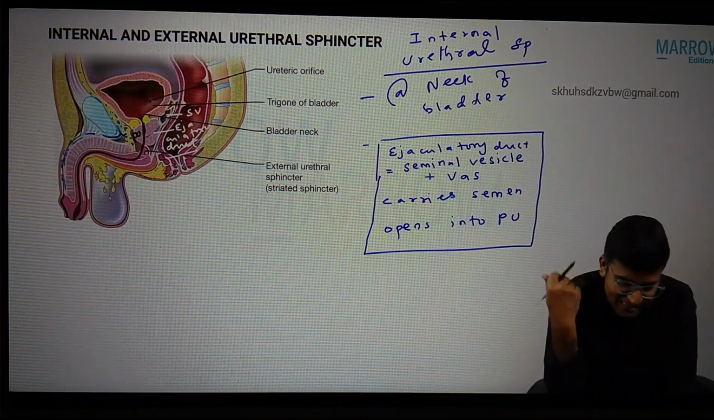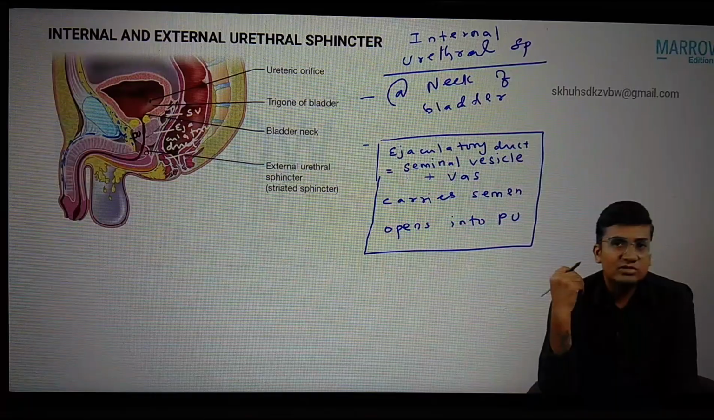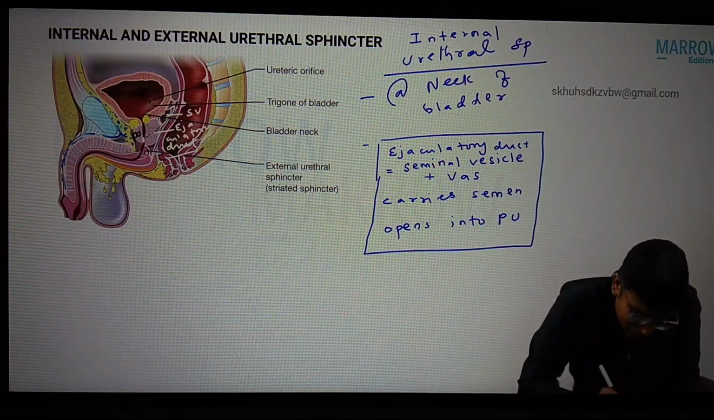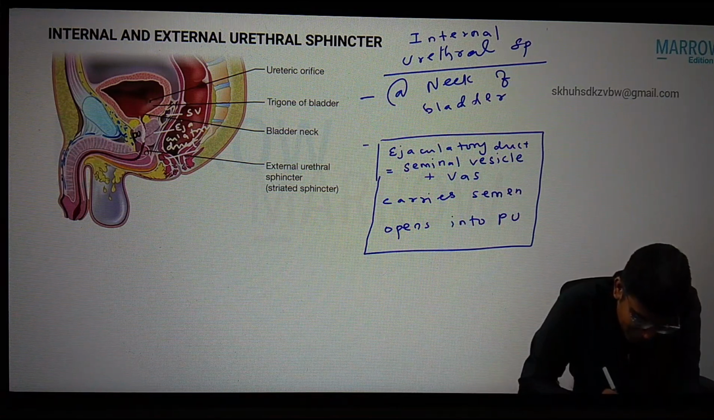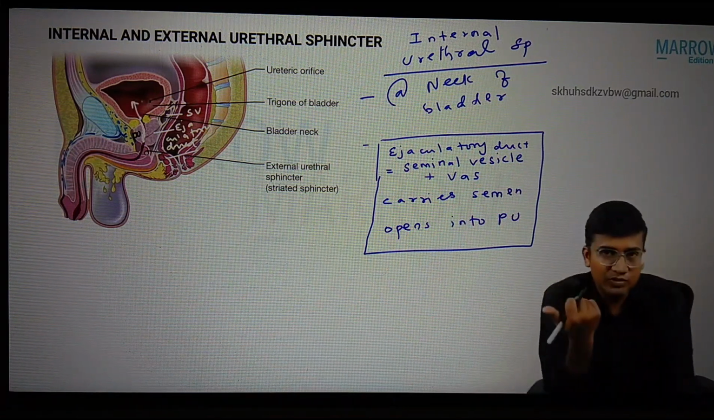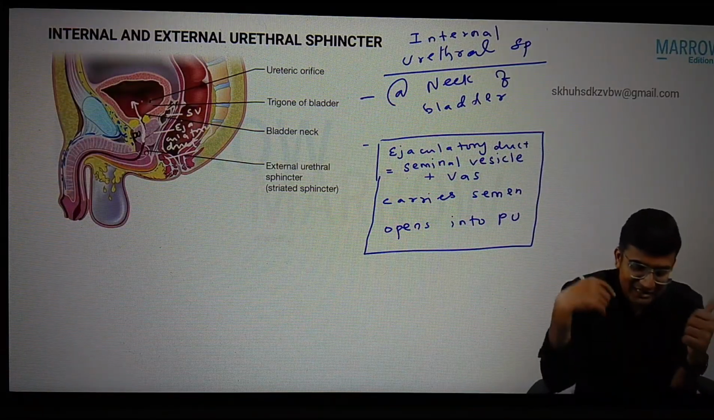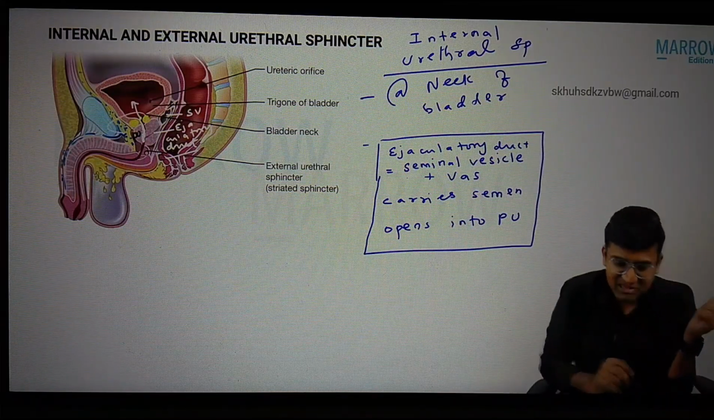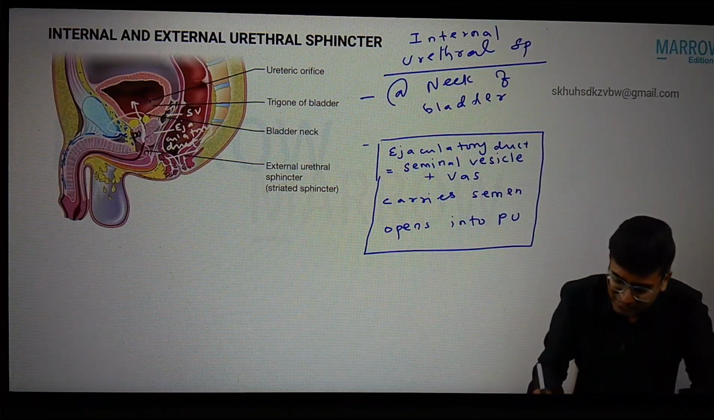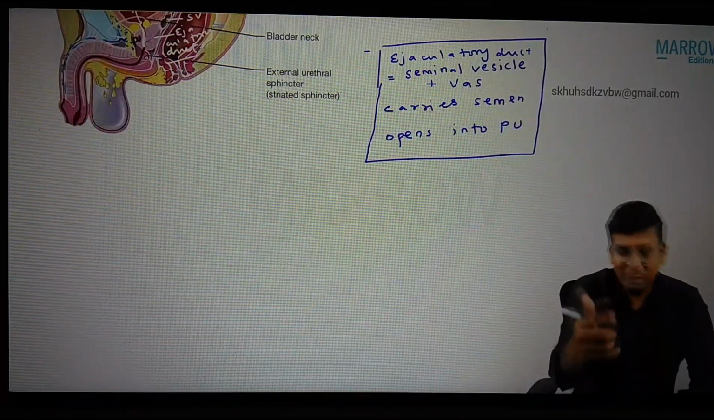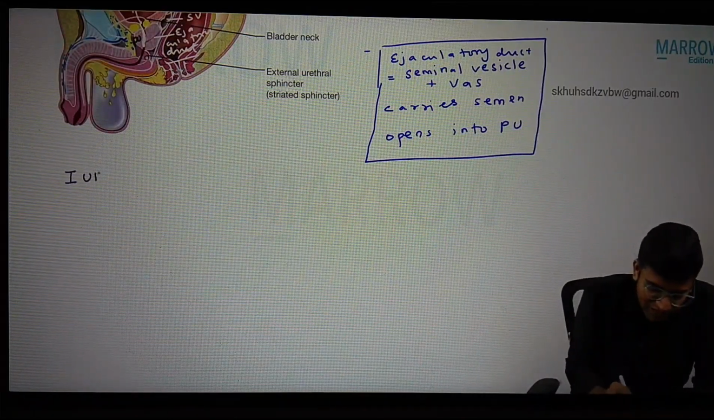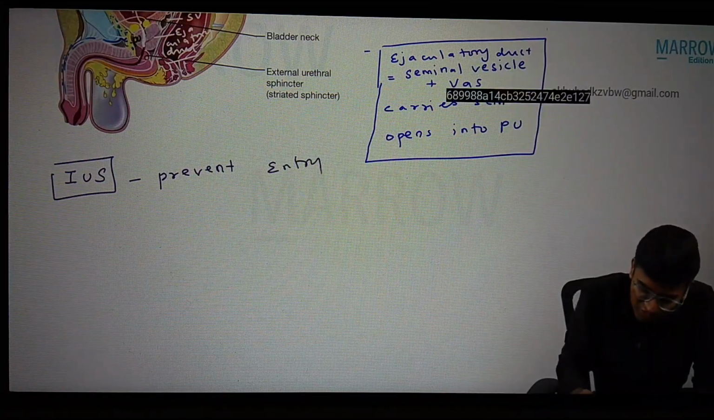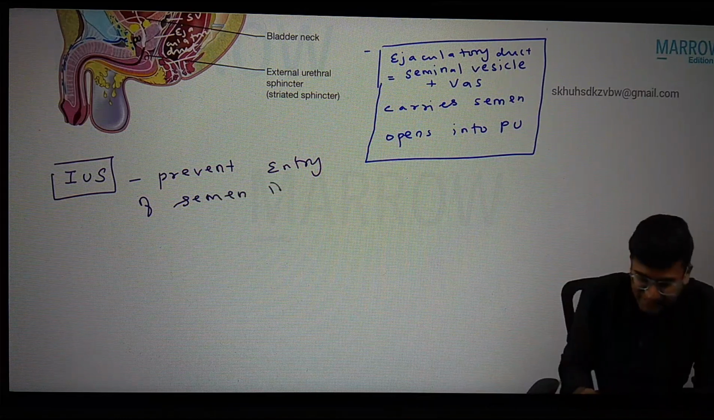Okay. Now semen is given to the prostatic urethra. Now, is there any chance for semen to go into the bladder? No. The entry of semen into the bladder is prevented by one muscle. Which muscle? That is our internal urethral sphincter muscle. This muscle will do that only. So the internal urethral sphincter prevents the entry of semen into the bladder.